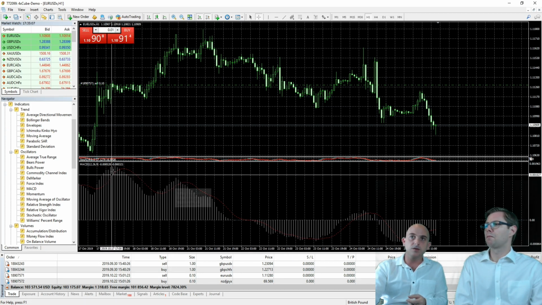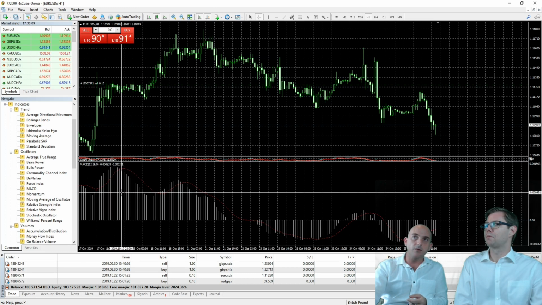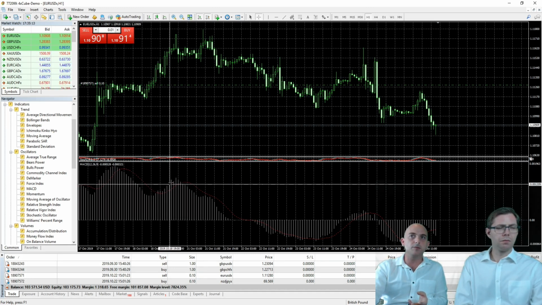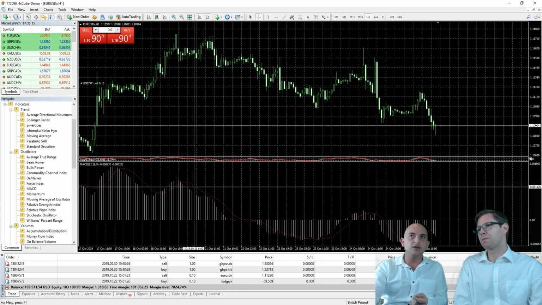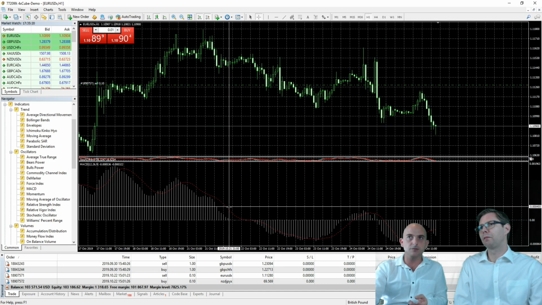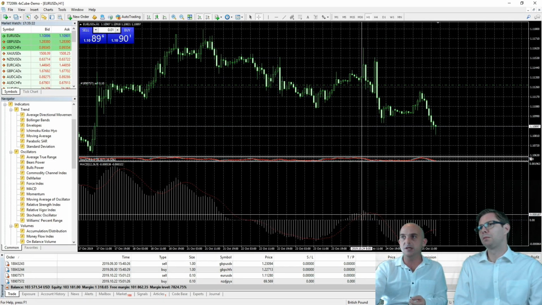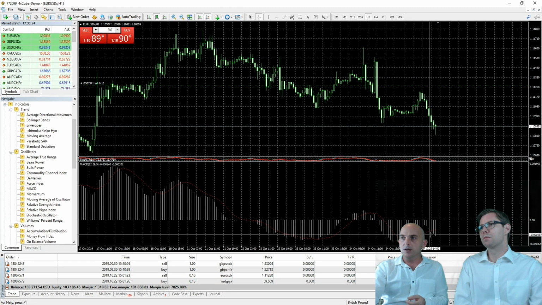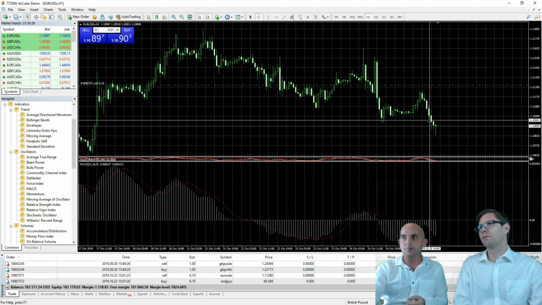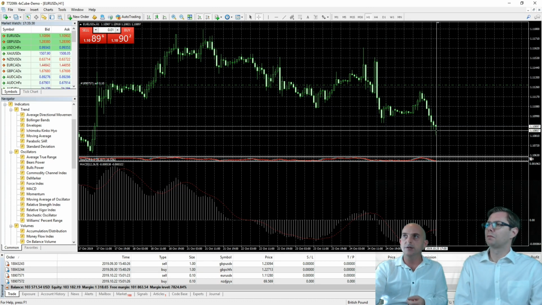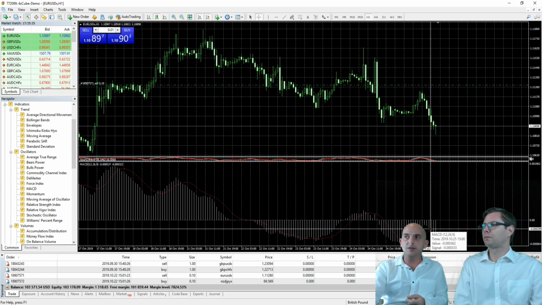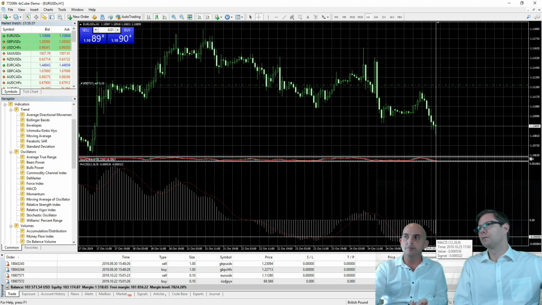The further the signal line gets away from the MACD, inevitably this is where you're going to find some reversals, some reversal price action. And again here we've got a big bearish move today on euro dollar, and you can see the MACD has crossed through the signal line.